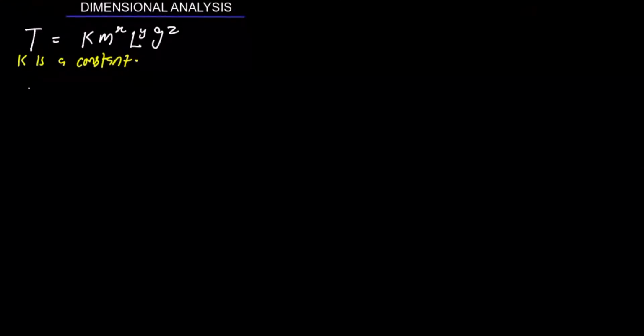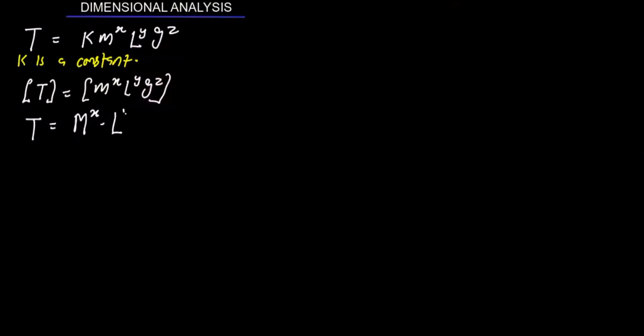Let's solve. For this equation to be correct, remember the dimension of the left hand side must be equal to the dimension of the right hand side. This K doesn't have dimension, so I'll remove it. T is period, and period is also time, so it will have the same dimension as time. So the dimension of this period is just capital letter T, equal to mass, the dimension is capital letter M raised to power X, times L, the length, the dimension is L raised to power Y. Then G, look at it.